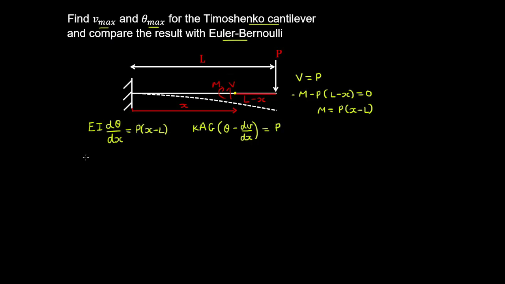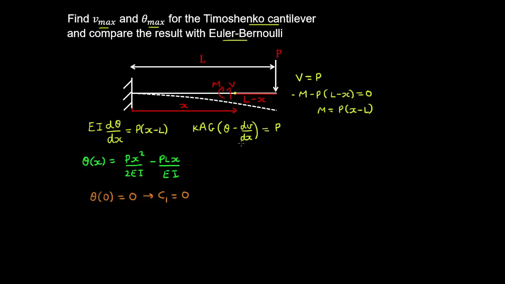And then integrating the left equation, we have an expression for the bending rotation as Px squared on 2EI minus PLx on EI plus a constant of integration. And now if we apply the boundary condition where the bending rotation at x equals 0 is 0, then we can see that C1 would be 0.